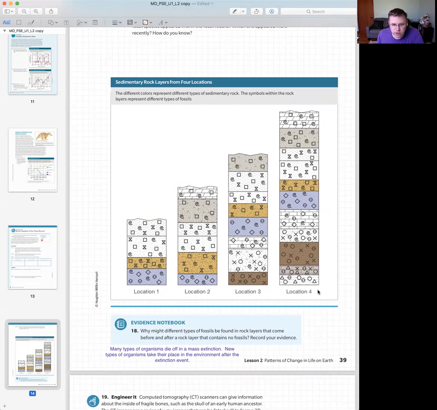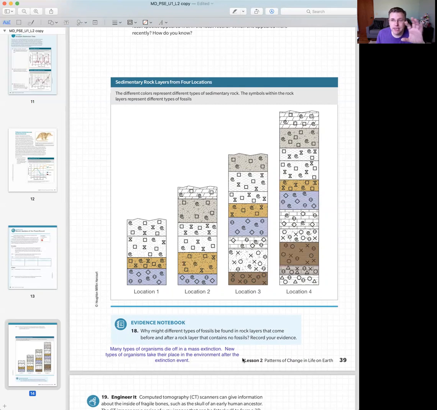It gives us 4 different locations, and it asks, why might different types of fossils be found in rock layers that come before and after a rock layer that contains no fossils? If you have a rock layer that contains no fossils, that tells you that you've got an extinction event happening there, a mass extinction. If you have certain types of organisms before a mass extinction, many of those organisms will die off. That will open up lots of new habitat, and new types of organisms will take their place in the environment after the extinction event.